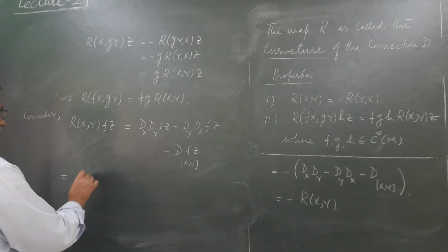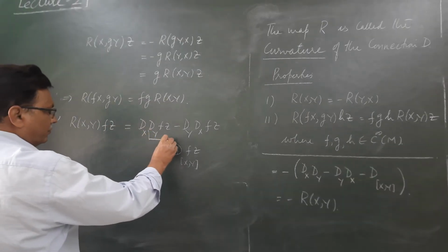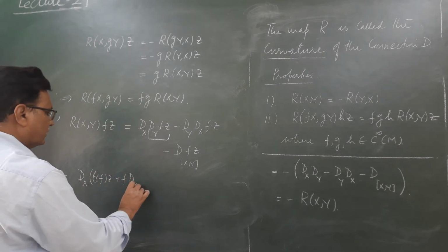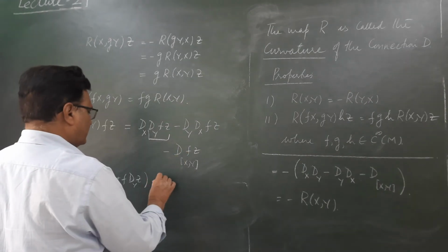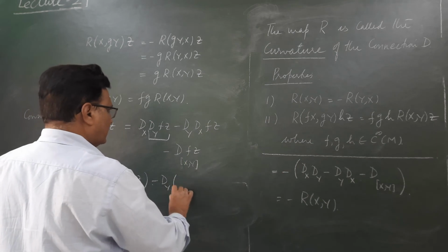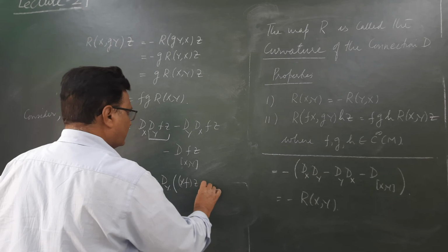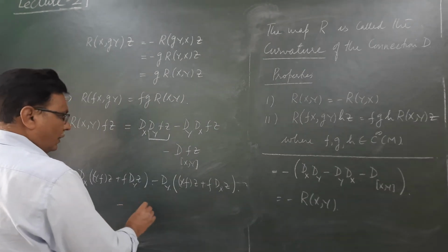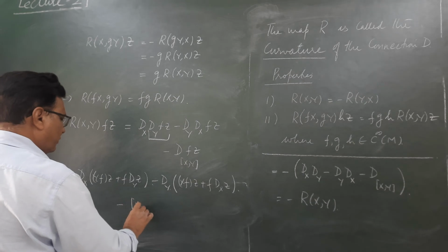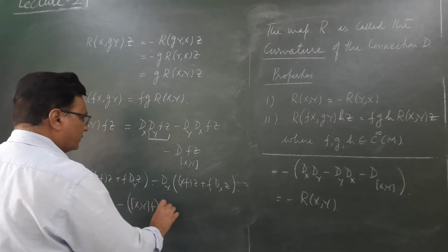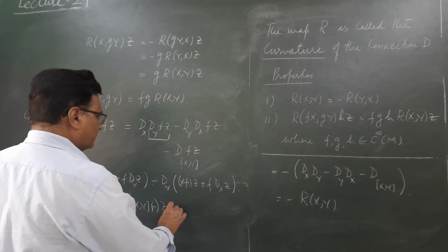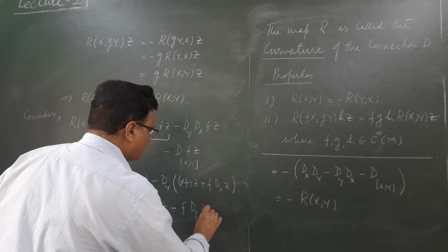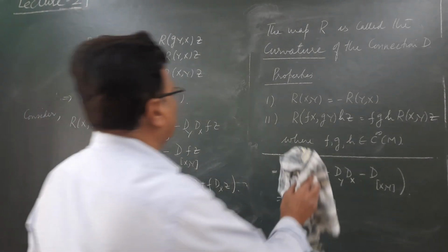So you simplify it. dx dy fz, let us simplify this, so it will be x of y f z plus f times dy z, minus dy dx fz, do this the same way. So this is y of x f z plus f times dx z. Minus, apply the formula: Lie bracket xy operating on f into z. And then once again minus what? f times Lie bracket of xy z. Good. Now you rearrange the terms.